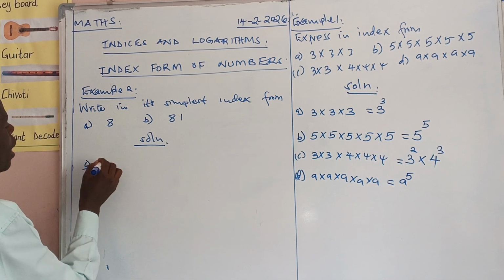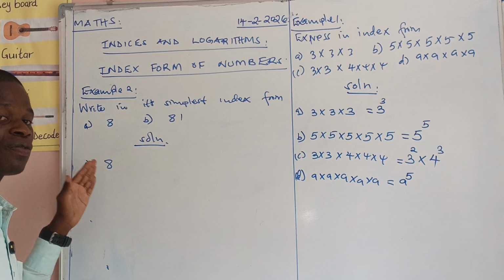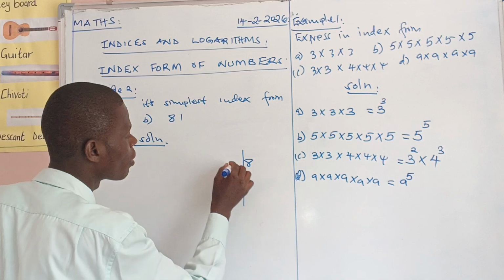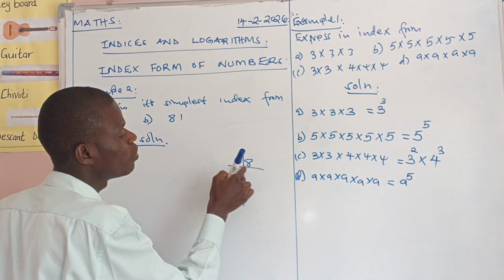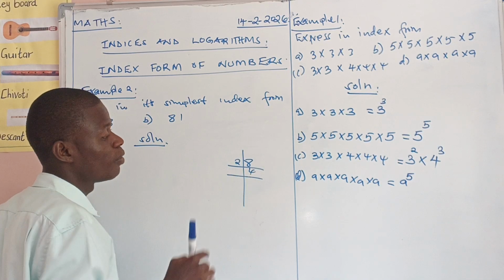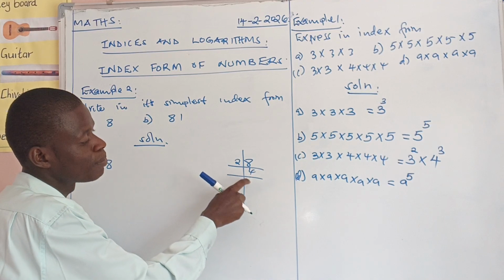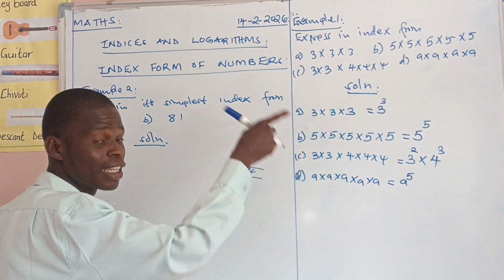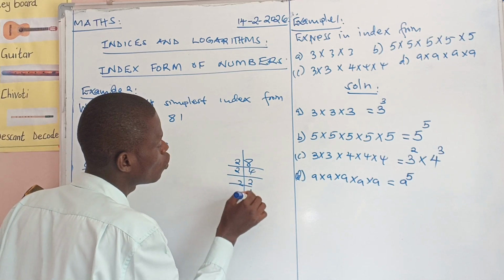Solution. A, we have 8. So we are expressing 8 as a product of its prime factors first. The smallest prime number that can divide 8 is 2. 2 divides 8 how many times? 4. The smallest prime, 2, can still divide 4. We said first we need to check if the number can still be divided by this prime before we move to the next prime number in ascending order. So 2 can still divide 4, 2, then 2, 1.